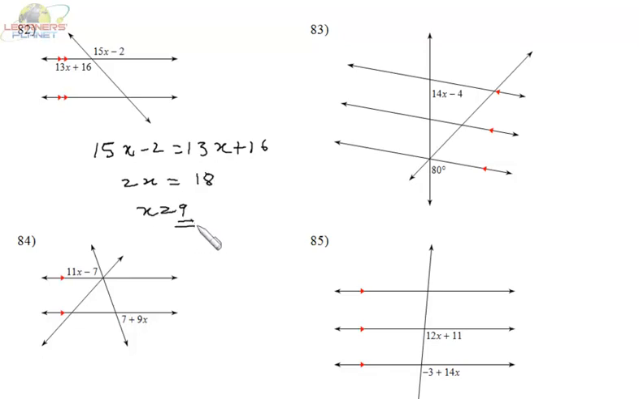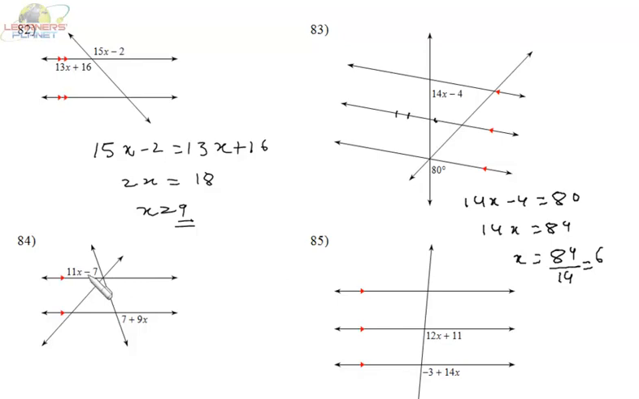Okay. Here this angle and this angle, both of them are lying on the same side of the parallel lines. If we skip this line, both of them are forming corresponding angles. So 14x minus 4 is 80. They will be equal. So 14x is 84. That means x is equal to 84 by 14, that is 6. Okay.